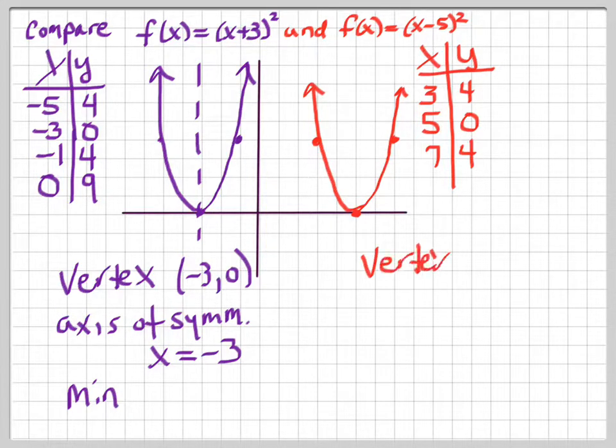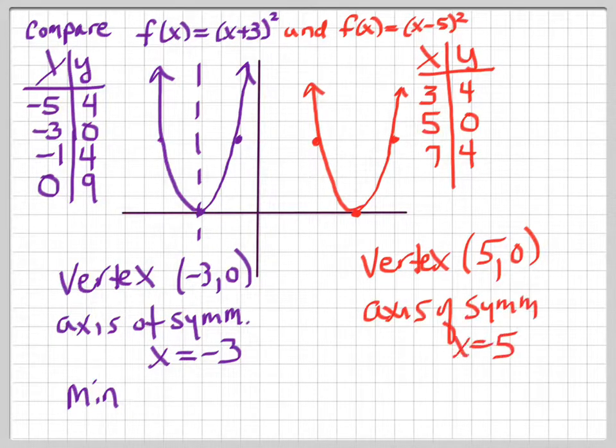So I'll do the same thing for the red graph. The vertex, we can see that lowest point is (5, 0). And if you look back at the equation, there is a 5 in there. And then the axis of symmetry is x = 5. I didn't draw the dotted line, but it's that vertical dotted line that has to go through the vertex. And then this is also a minimum. So at this point, again, you're plotting points, you're starting to look for patterns.